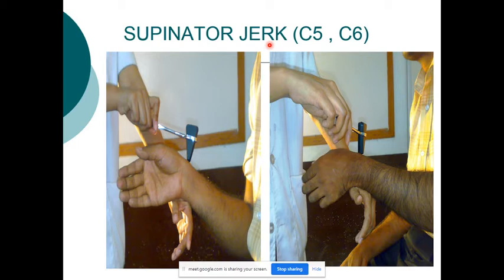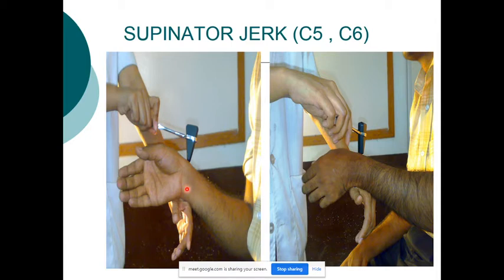The next jerk is the supinator jerk. So what is the position of the hand? It is like giving a handshake. Just hold as if you are shaking hands with a person. In that position, keep the patient's hand.